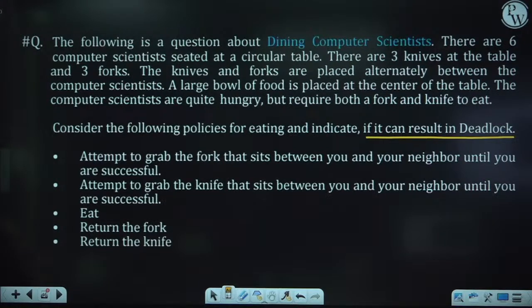Tech and Games is saying deadlock can occur. Come on, other people also please respond. Can deadlock occur in this policy? Please observe that this is different from the dining philosopher problem.